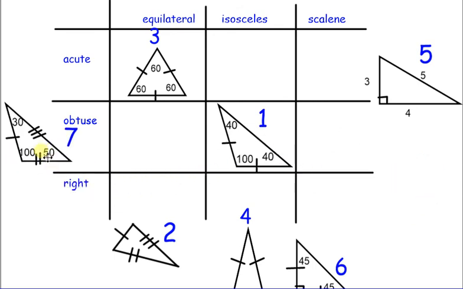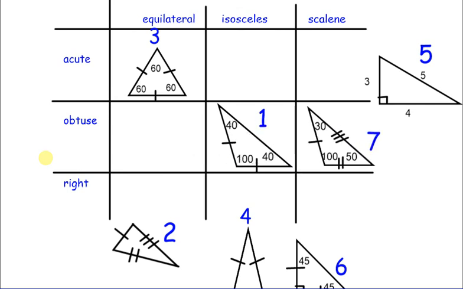Okay, so let's look at number 7 here. So number 7, this is not congruent to anything else. These are not congruent to anything else. And this is not congruent to anything else. So that's definitely going to be scalene because nothing matches. And then I have one 30-degree angle, one 50-degree, and one 100-degree. That 100 degree is over 90 degrees, so it's going to be scalene and obtuse.